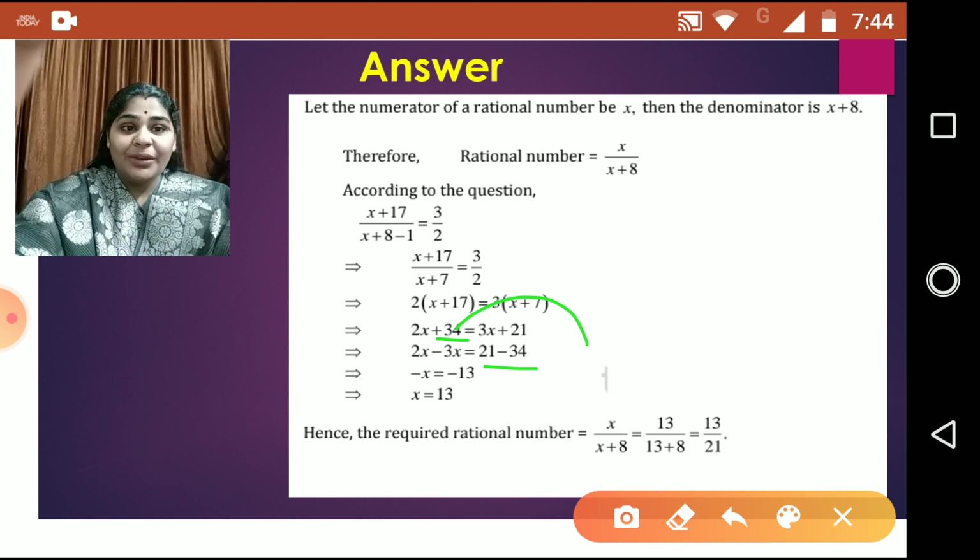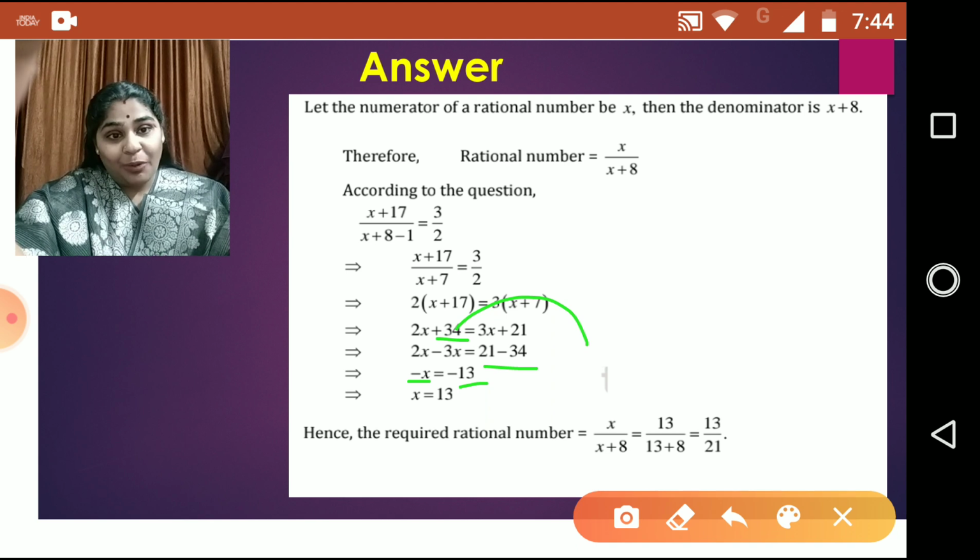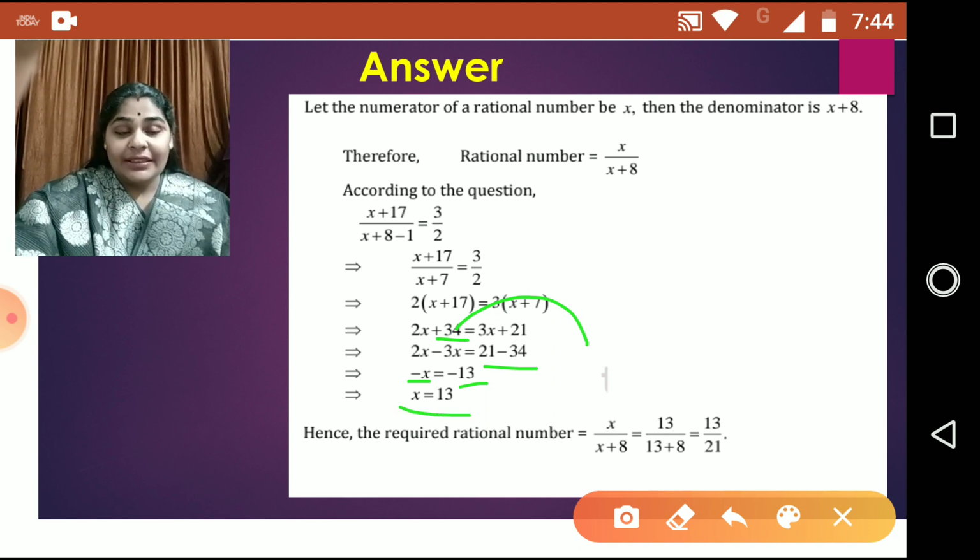Now solve it. 2x minus 3x is negative x, that is negative 1x, is equal to 21 minus 34, which will be negative 13. And previously we have solved how to cancel the sign, or if it is transposed, both the terms become positive. So x is equal to 13.